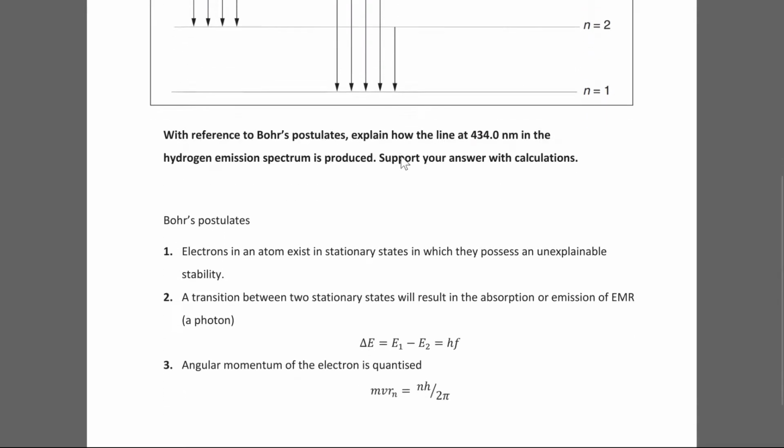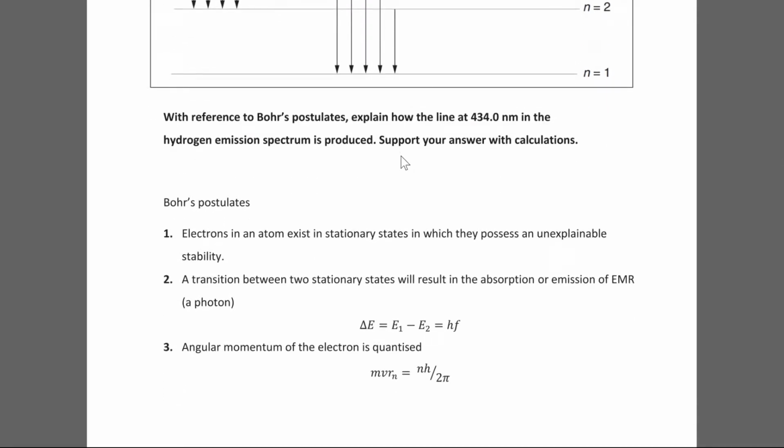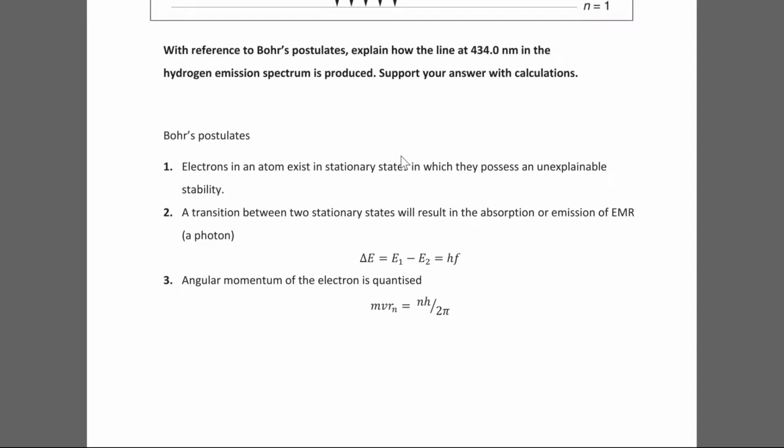So the question says, with reference to Bohr's postulates, explain how the line at 434 nanometers in the hydrogen emission spectrum is produced. Support your answer with calculations. So the first thing I've done here is I've written out Bohr's postulates. Now you don't have to do this for your answer. I've just put this here so I can use it as a talking point, and then you're aware of what I'm talking about when I talk about it in my answer.